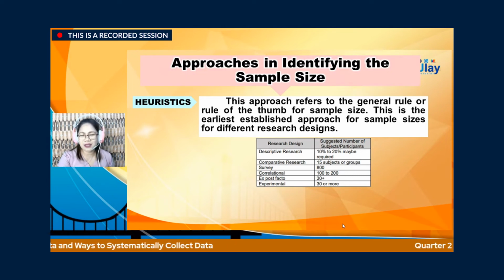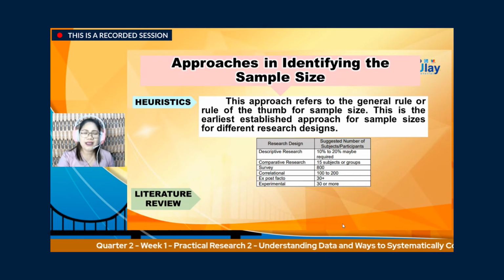So, you have in the descriptive, pwedeng 10 to 20%. Sa comparative research, pwedeng 15 subjects or groups. Sa correlational, pwedeng 100 to 200. Sa exposed factor naman, pwedeng 30 and above. Experimental, 30 or more. Still, these are just suggested numbers. Nakadepende pa rin yan sa total na population at sa kung ano ang nature ng research na ginagamit natin.